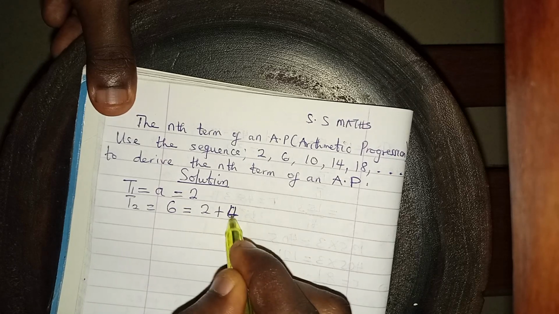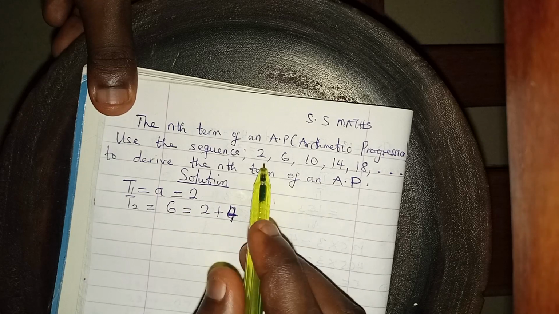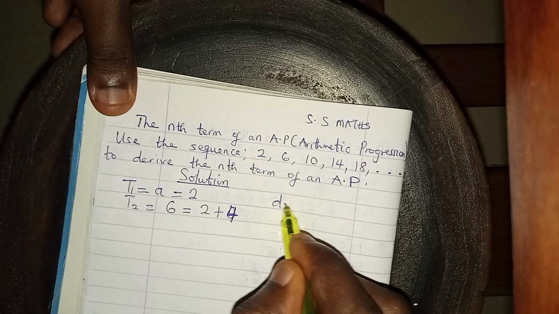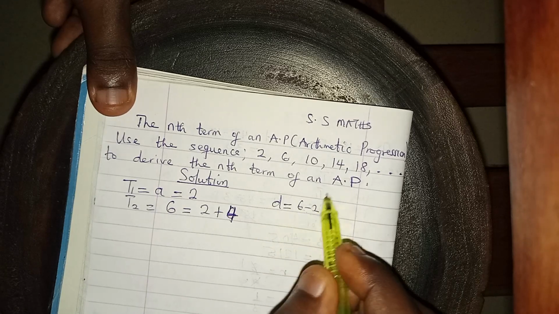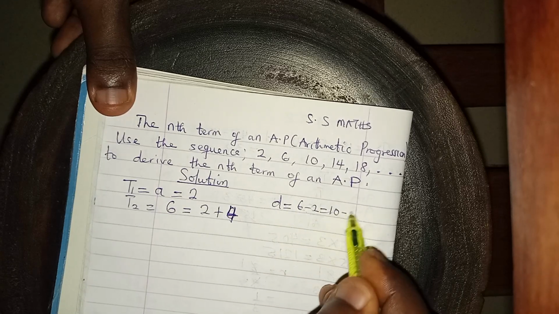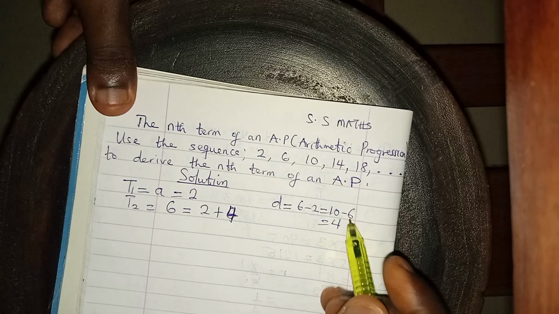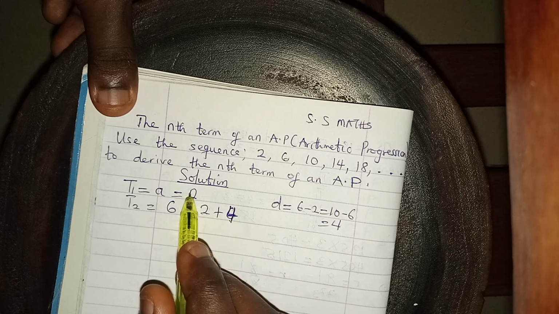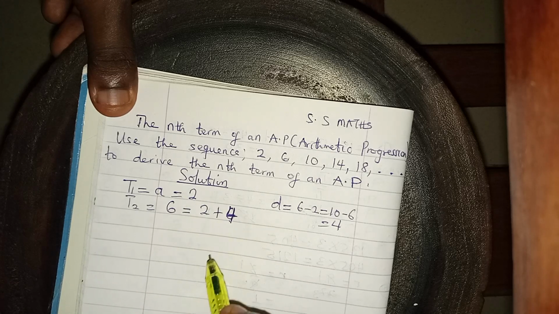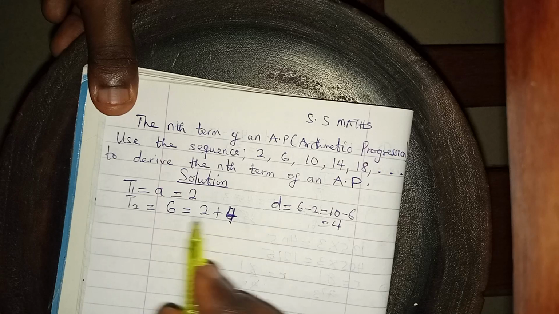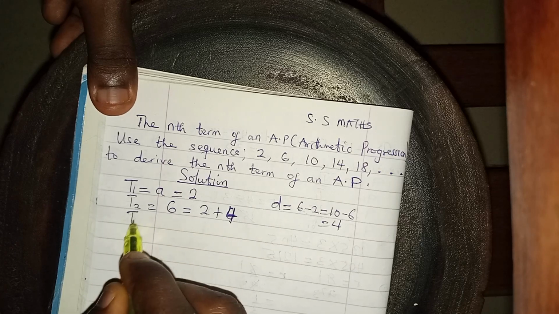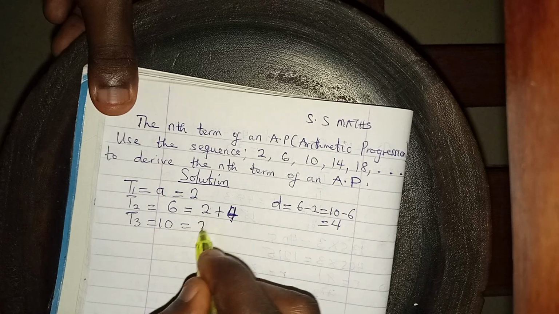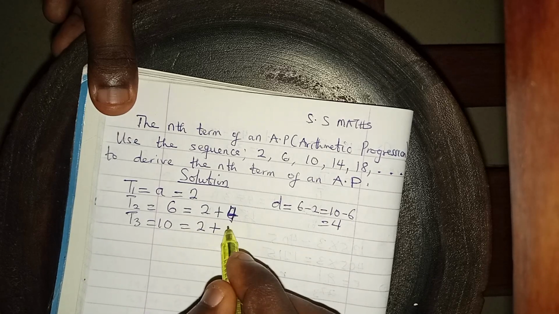Now don't forget that if you look at the sequence, the common difference D is equal to 6 minus 2. It's the same as saying 10 minus 6, and the common difference is 4. So this second term is like saying the first term, which is A, plus D. If you move ahead, you have T3 as 10. So I can get this as 2 plus 8.